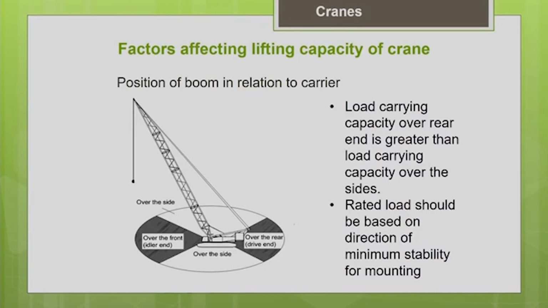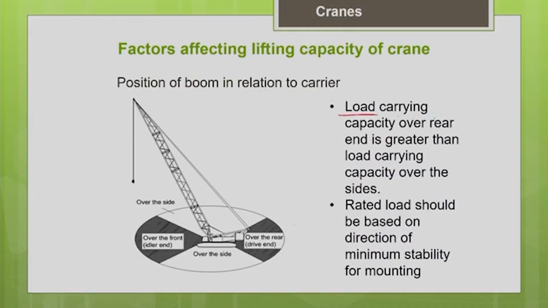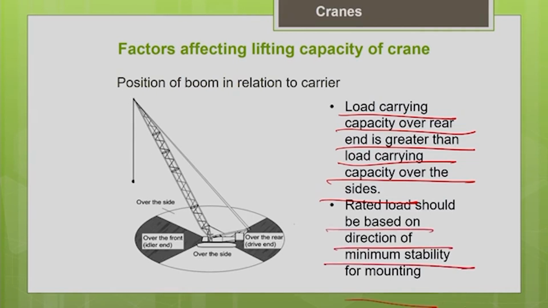It all depends upon the position of the center of gravity of your system. As the boom shifts, the center of gravity of the system also gets shifted. So, when it is in the rear end, the crane is in the more stable position because of the center of gravity location. In that case, you can see that the lifting capacity will be more when compared to the sides. Load carrying capacity over the rear end is greater than the load carrying capacity over the sides. Generally, when the manufacturer gives you the load rating, they consider the direction of the minimum stability for mounting, and accordingly they will do the rating.